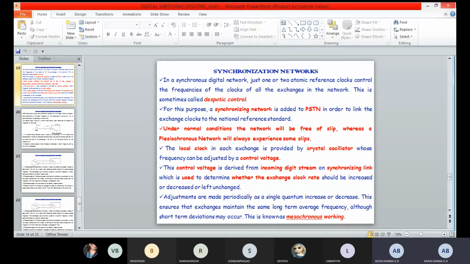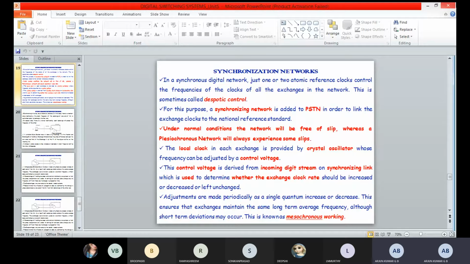The local clock in each exchange is provided by a crystal oscillator whose frequency can be adjusted with a control voltage. They use the crystal oscillator to adjust the frequency. The control voltage is derived from the incoming digital stream on the synchronizing link, which is used to determine whether the exchange clock rate should be increased, decreased or left unchanged, based on the incoming digital stream.